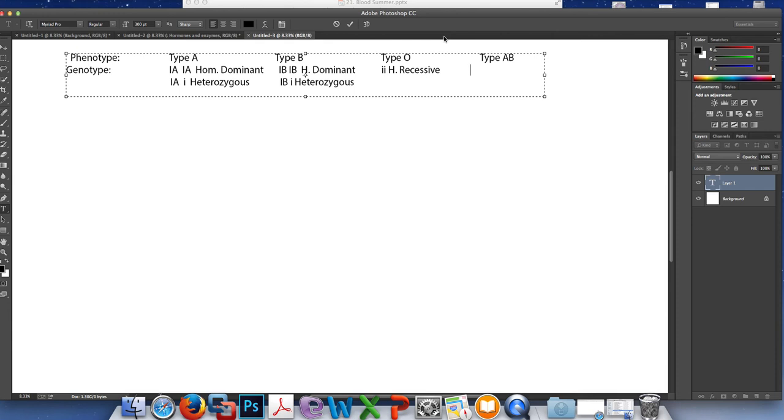Lastly, if you are type AB blood, that means you inherited a dominant A gene from mom or dad and a dominant B gene from mom or dad. And both of them are expressed, and we call this codominant.